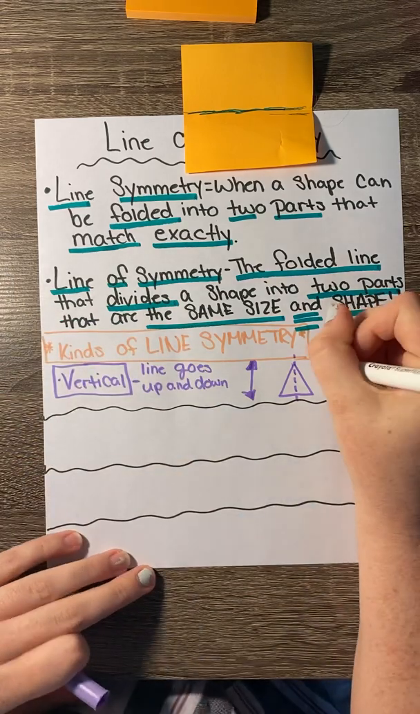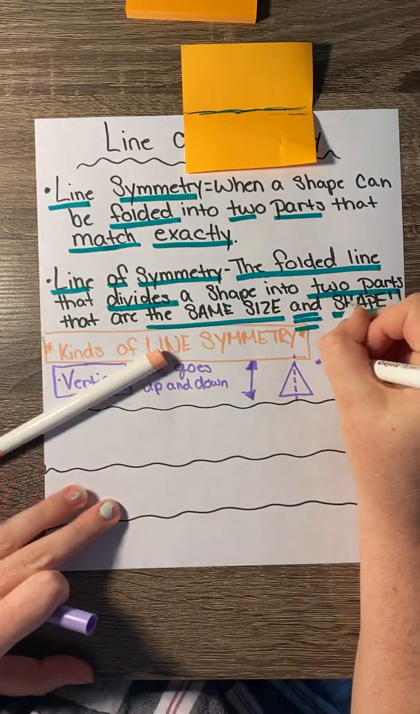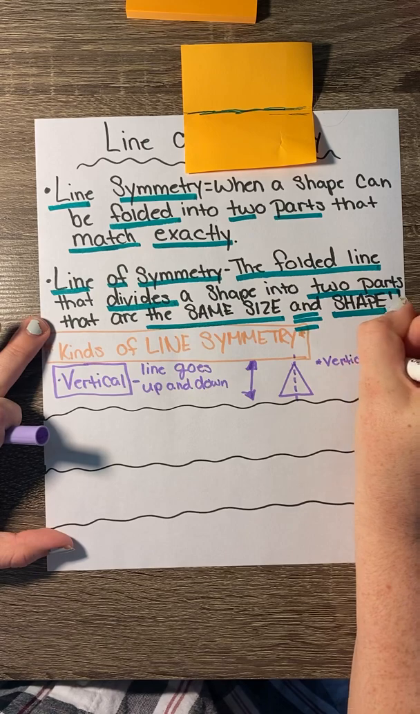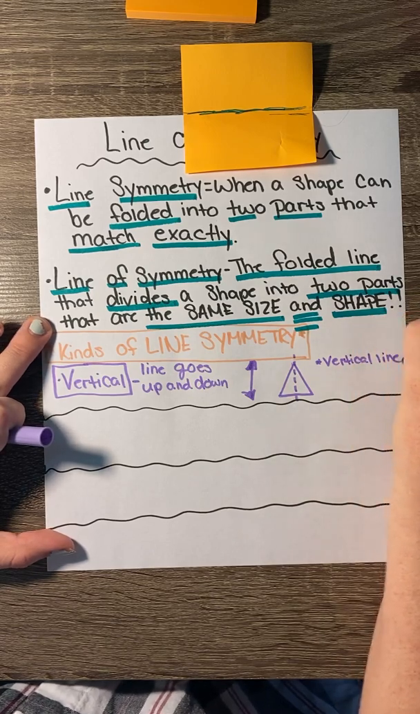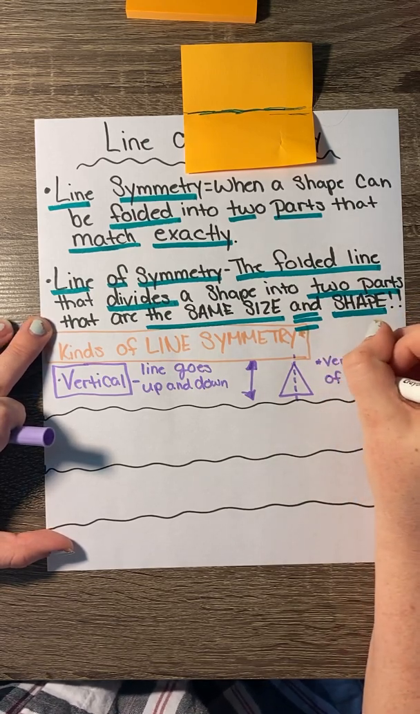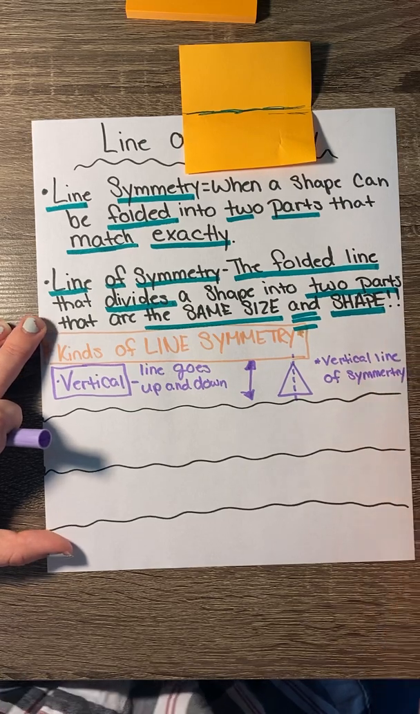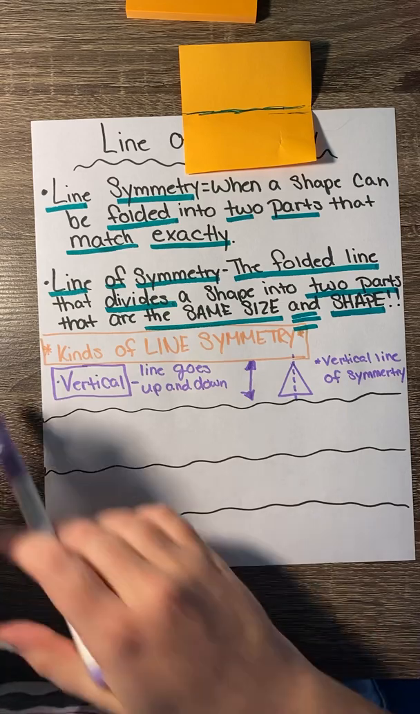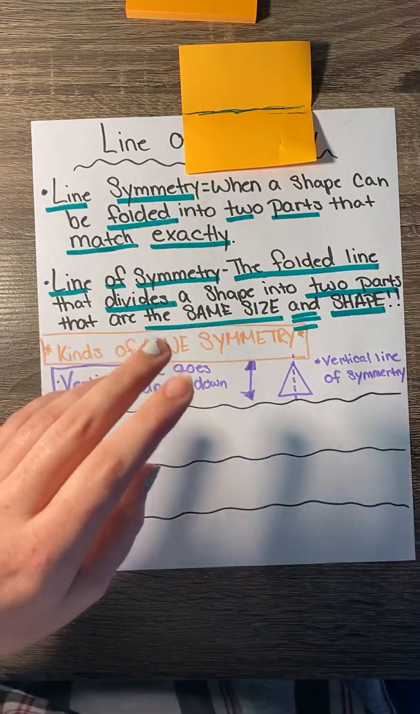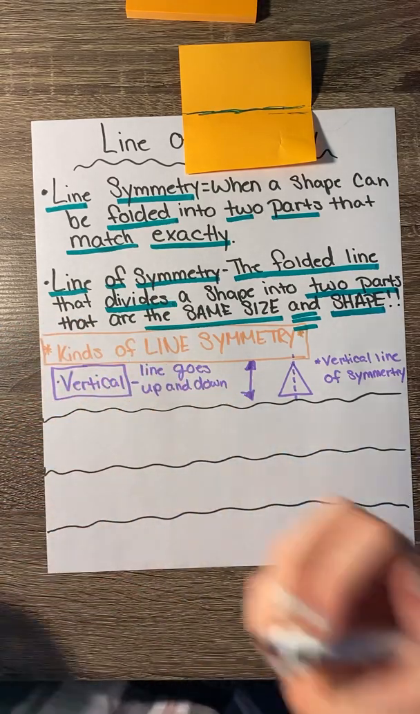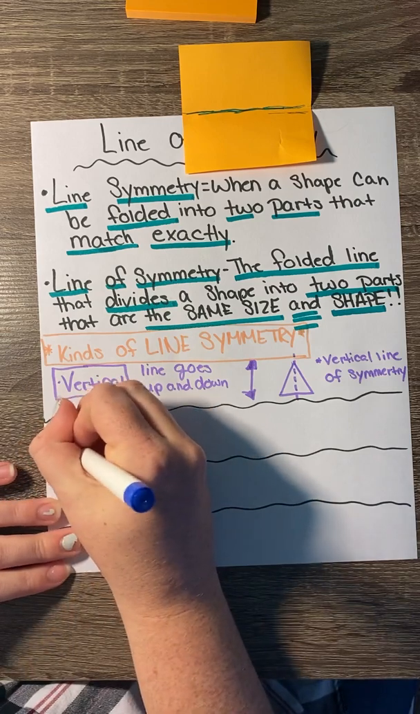Okay, so this is our vertical line of symmetry. Oh gosh, sorry, got a little squeezed in there. All right, next, let's see. The next one is going to be horizontal.